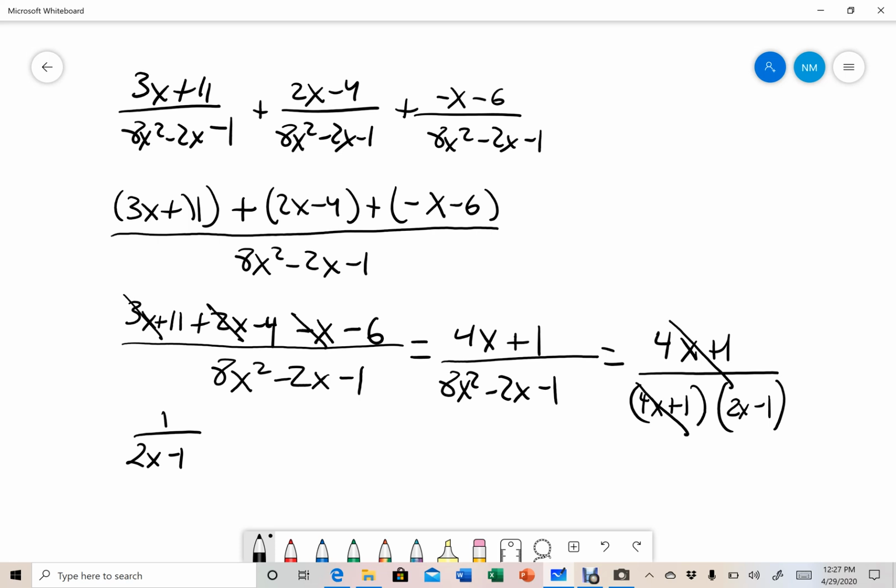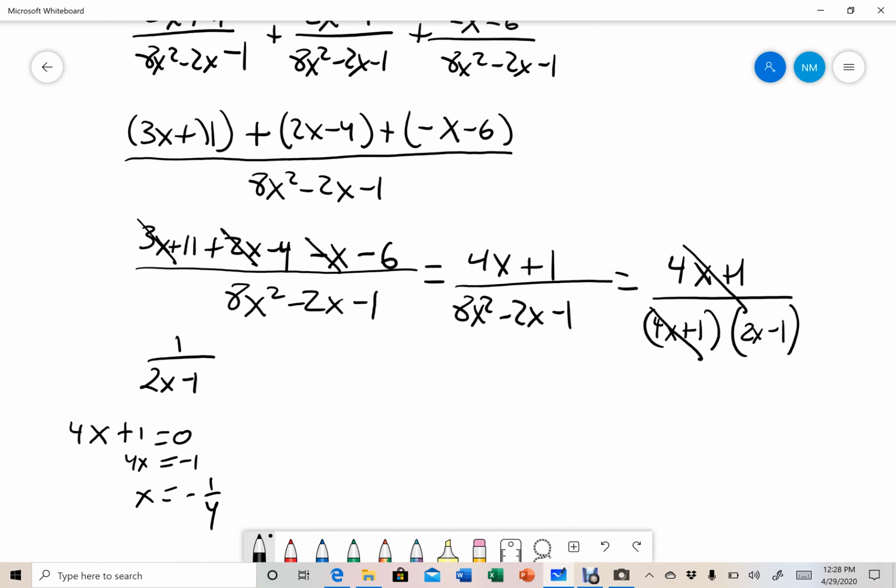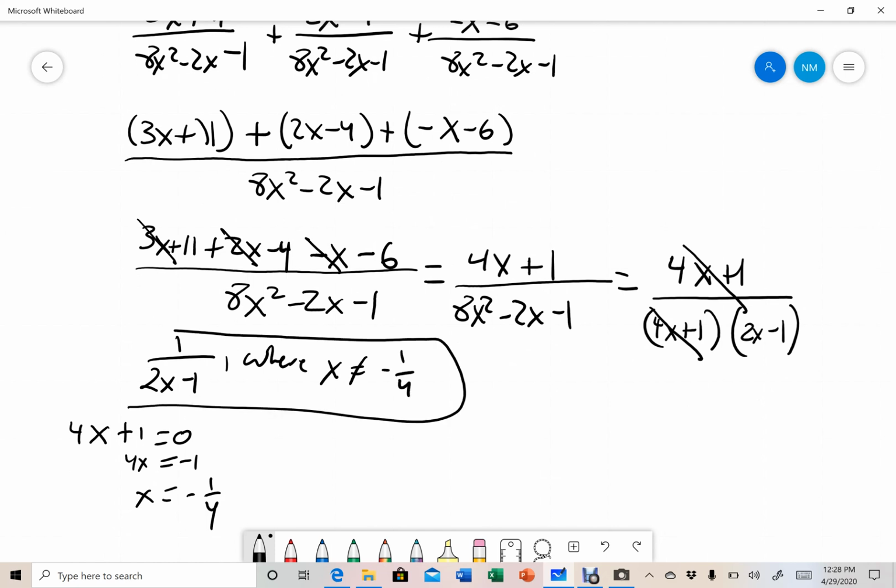Now I go back and include my excluded values. So my 4x plus 1 was excluded. So I have to solve for 4x plus 1 equals 0, which gives me x equals negative 1/4. So my answer is 1 over 2x minus 1, where x does not equal negative 1/4. And that's my answer. So the process is simple.